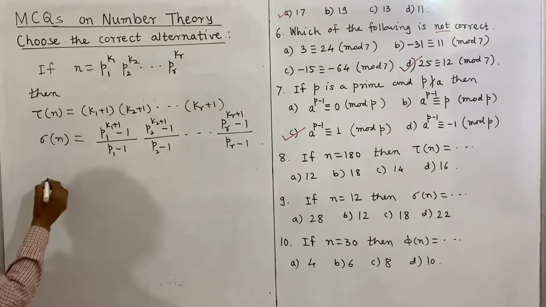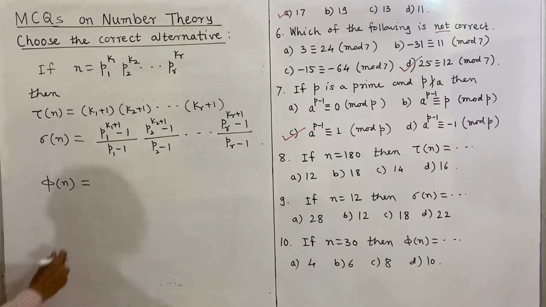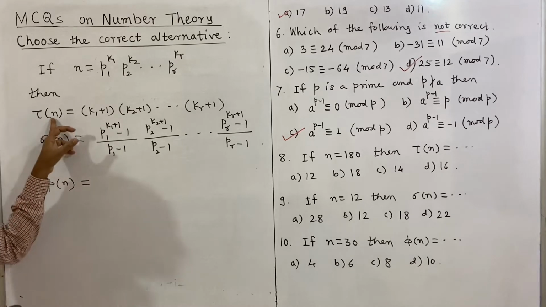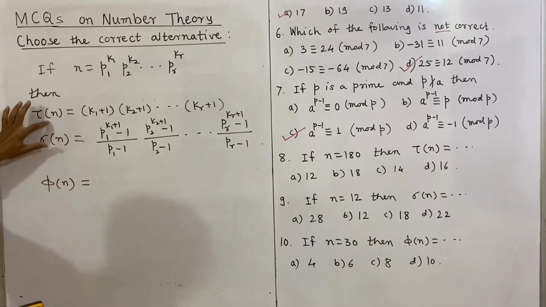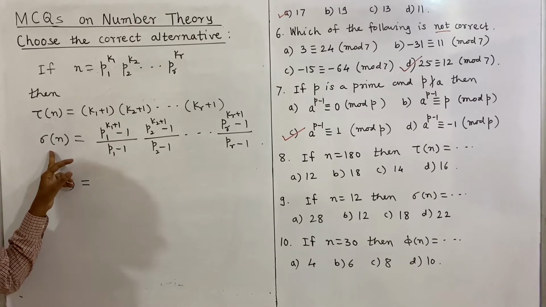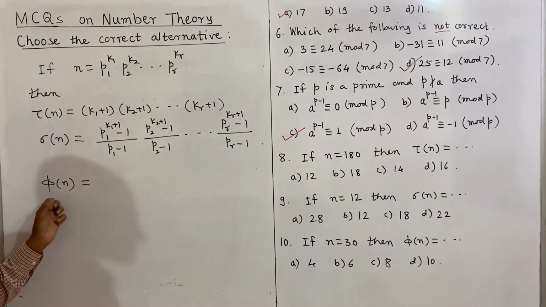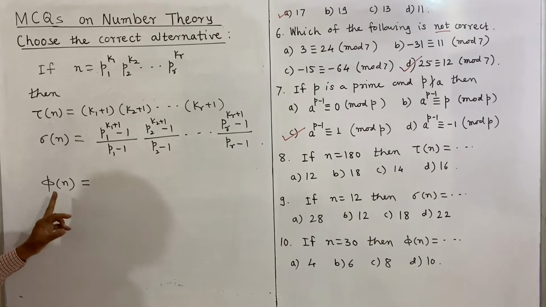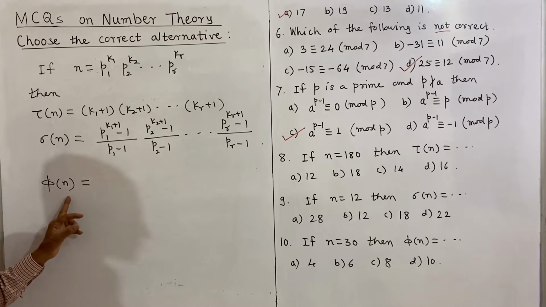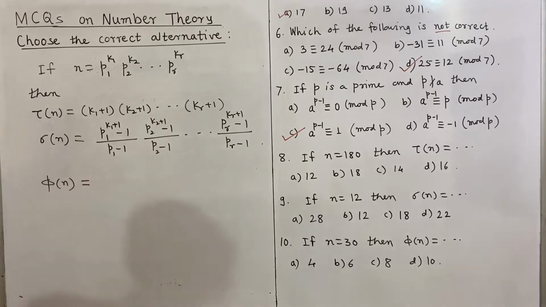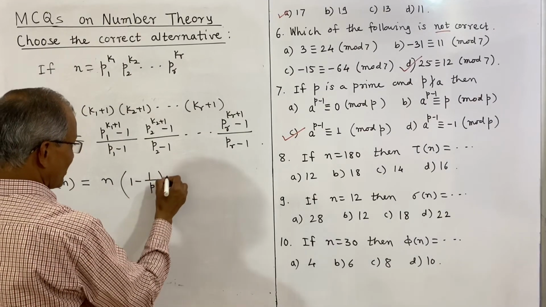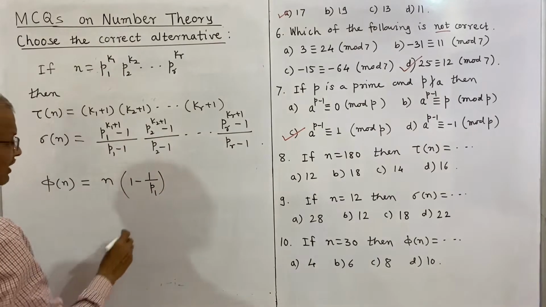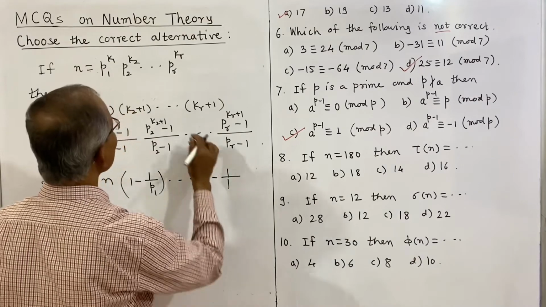And one more is the phi function, Euler's phi function. The meaning of tau n is the number of positive divisors of n, and sigma n is the sum of these positive divisors of n. And what about phi n? Phi n is also known as Euler's phi function, and this is the number of positive integers less than or equal to n that are relatively prime to n. The expression for this is n into (1 minus 1 upon p1) and so on, up to (1 minus 1 upon pr), the last prime.